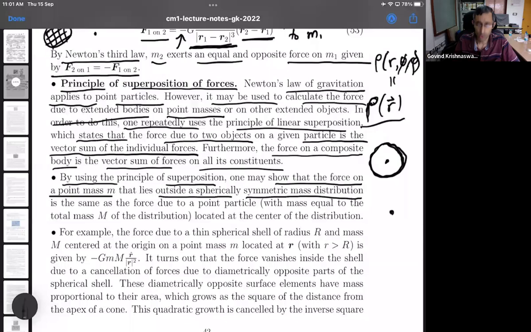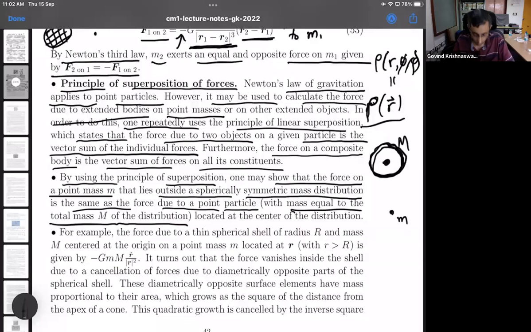Then it is possible to show that the force that this external mass feels due to that spherically symmetric mass distribution is the same as the force due to a point mass with mass equal to the total mass capital M of that distribution, located at the center of the distribution. Okay, so this is a very useful result. I'm not deriving it for you here right now, but I want to mention it at the very least.